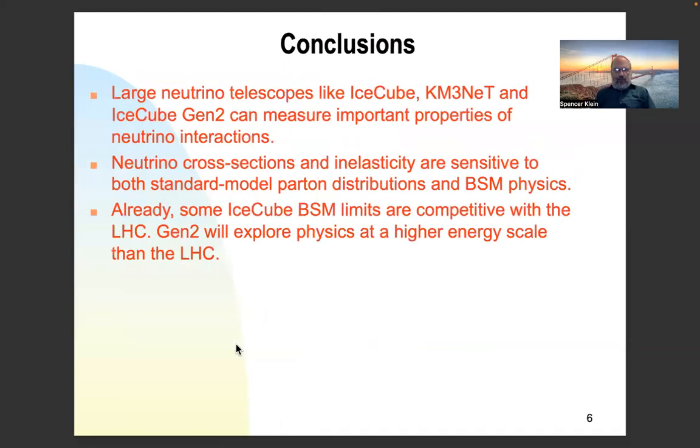So my conclusions: large neutrino telescopes like IceCube, KM3NeT and IceCube Gen 2 can measure important properties of neutrino interactions. Their neutrino cross-sections and inelasticity are sensitive to both the standard model parton distributions and to BSM physics. Already, some IceCube BSM limits are competitive with the Large Hadron Collider. Gen 2 will push this higher and will be able to explore physics at an energy scale above the LHC.